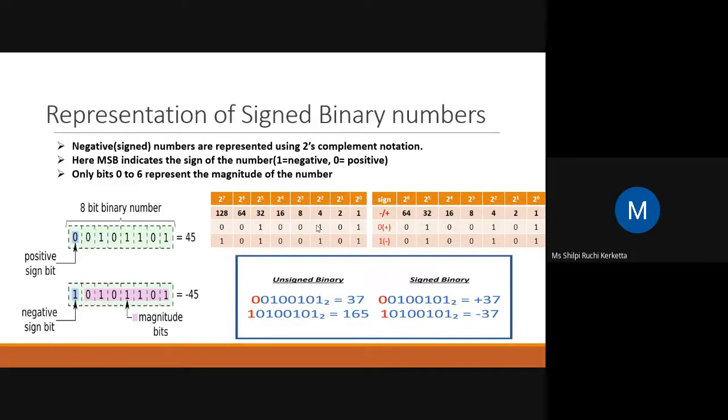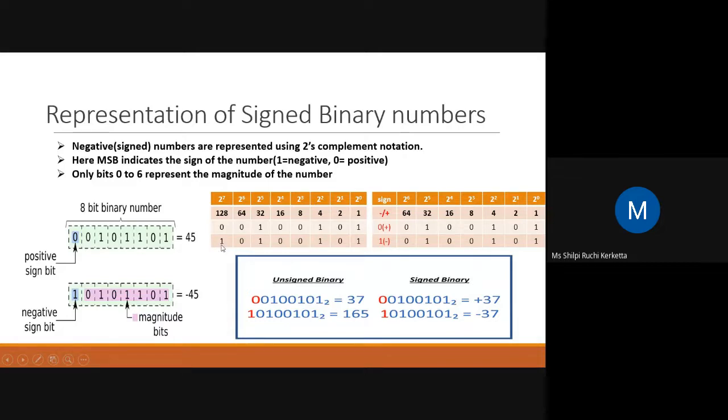What is the value 32 plus 4? It is 36, and plus 1 it will become 37. Okay, so this will become a 37 number. It is not given whether it is signed or unsigned. If it is not specified, we will assume it is a positive number. But what if we add a 1 in the end?